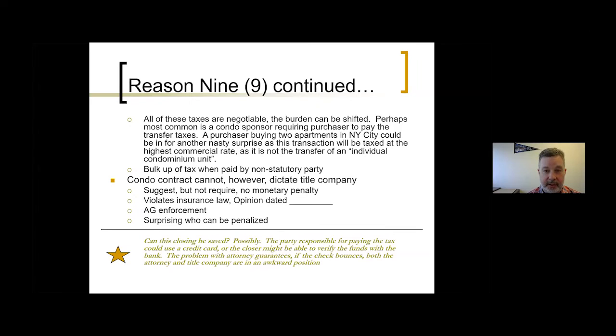If the check bounces, then both the attorney and the title company are in a strange, awkward position. You don't want to have that. So if you're selling, make sure you bring a certified or bank check.